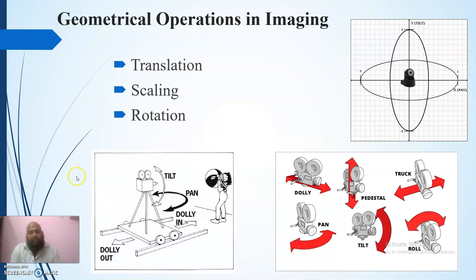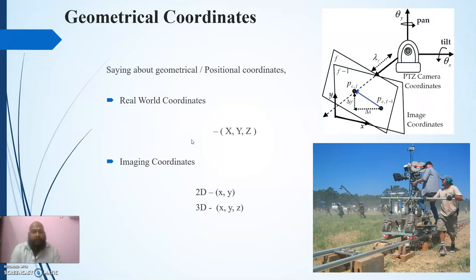Next we are going to see about geometrical coordinates. Regarding geometry and geometrical operations, coordinates are important factors. They are the parameters. We want to see the coordinates of the camera, the coordinates of the object, and next the coordinates of the real world, that is, how the environment is. All these things are involved in geometrical imaging.